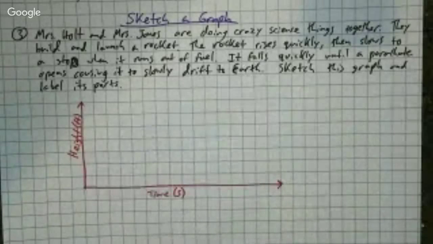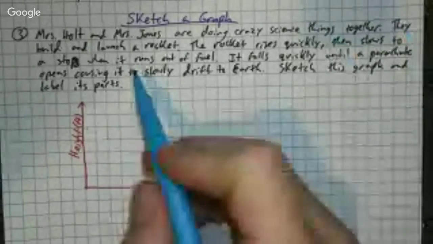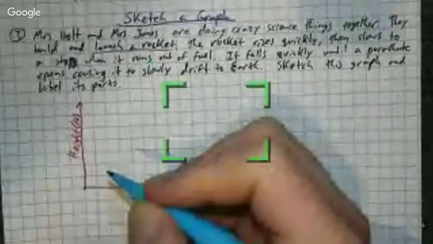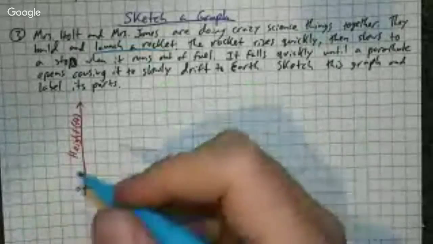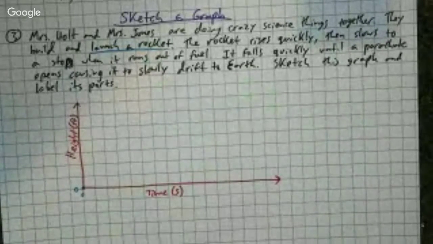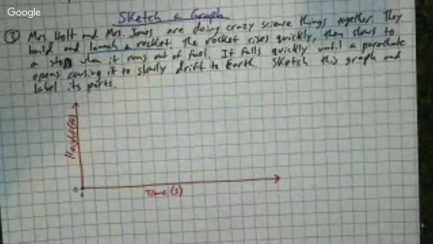Using blue for this. Actually, let's use lighter blue. It's easier to see. Okay, and what we're going to look for is what happens first. They build and launch a rocket. So it's going to launch, meaning we're going to start down here at the origin, right? It has to start at 0 seconds, and it has to start on the ground. They're not launching it from 15 feet in the air.